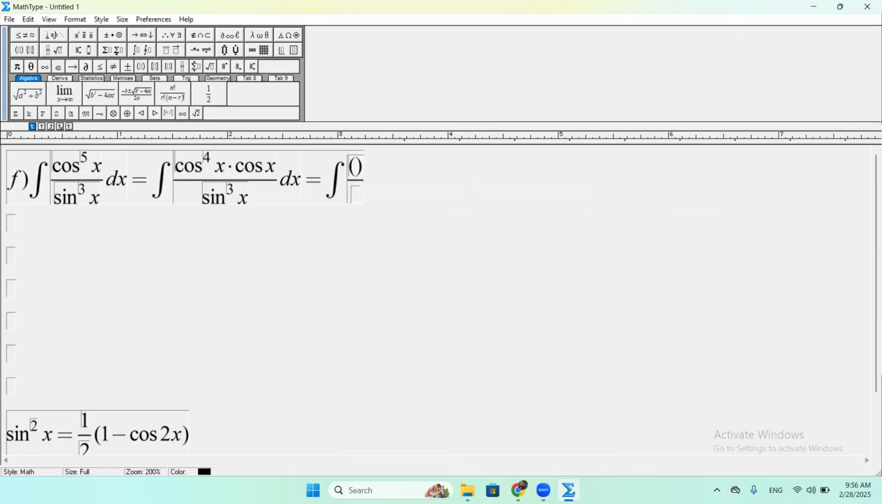So cosine of x in power of 4 is basically 1 minus sine square of x, and this expression also in power of 2. Then it will be divided by sine square of x. And cosine of x dx is a differential of the sine.